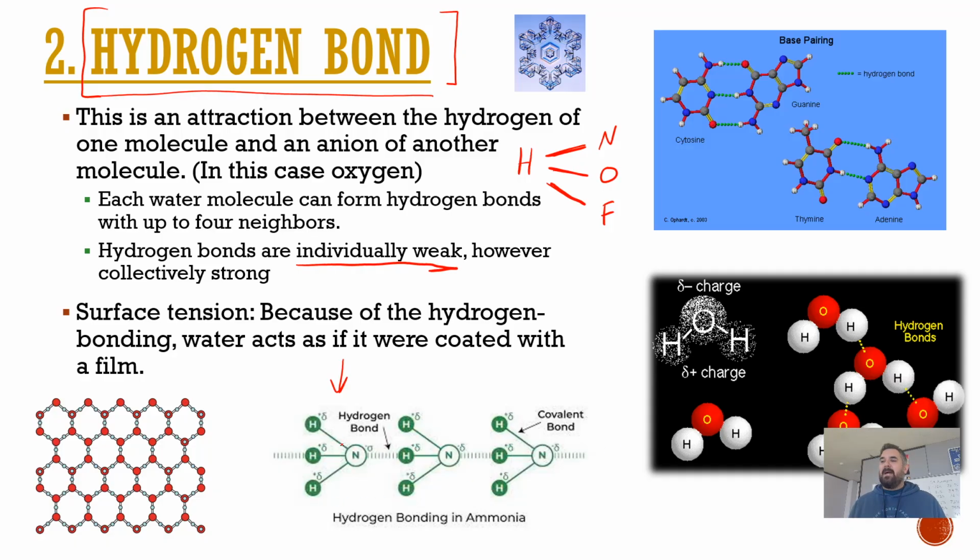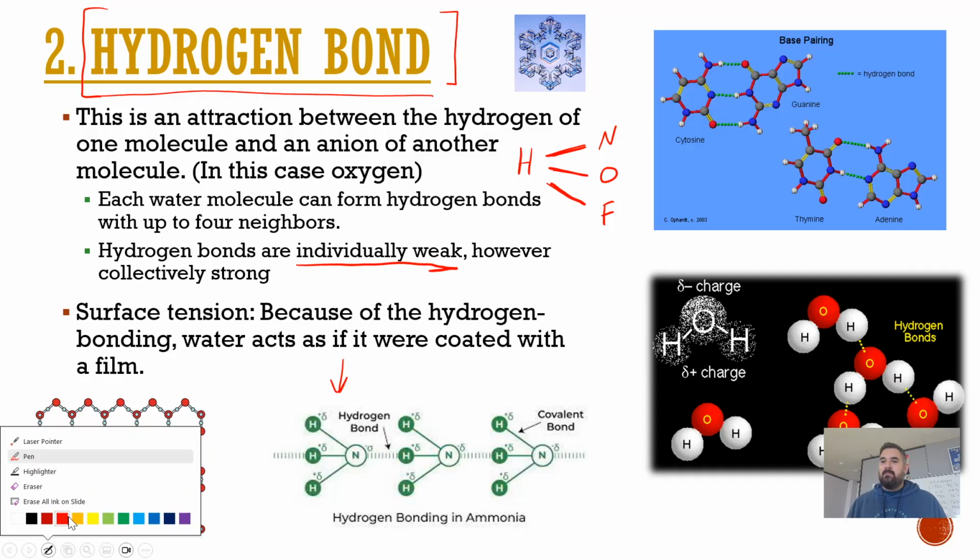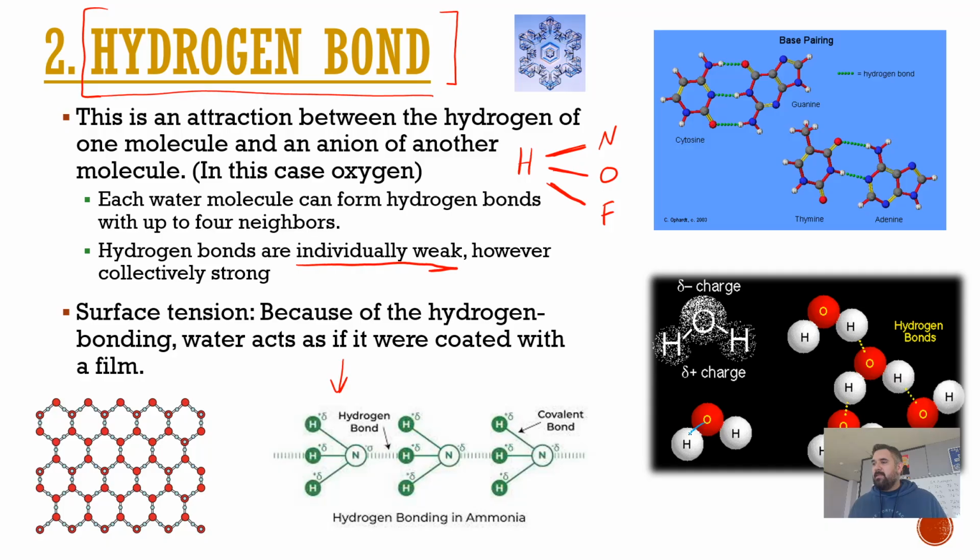All right, so take a look at my screen real quick. So right here, look at this H2O. What kind of bond is this between the oxygen and the hydrogen? It's a covalent bond. Good.